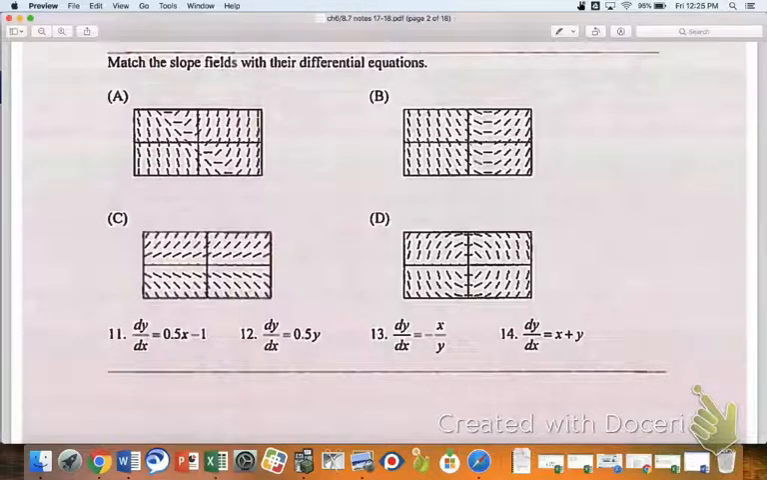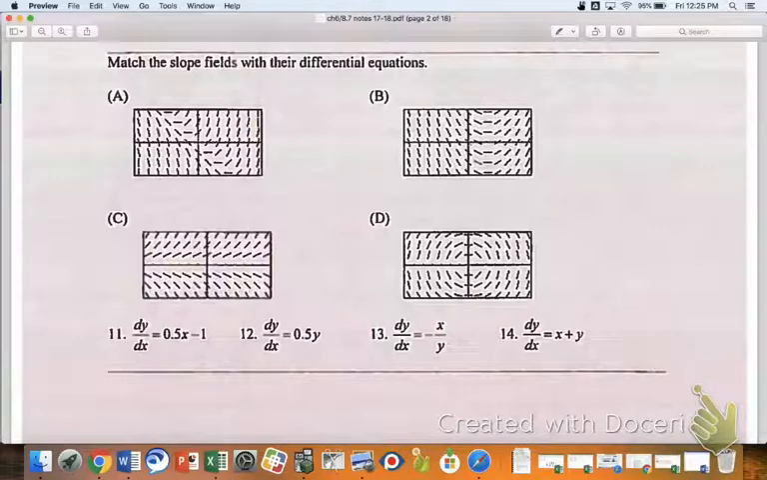A, B, C, D, 11 through 14. So Julia was really vocal a few minutes ago. Tim said a little bit. Dax maybe said something. That was basically it. So the folks that were a little more vocal last time, let's give everybody else the chance to speak. So what do you think?